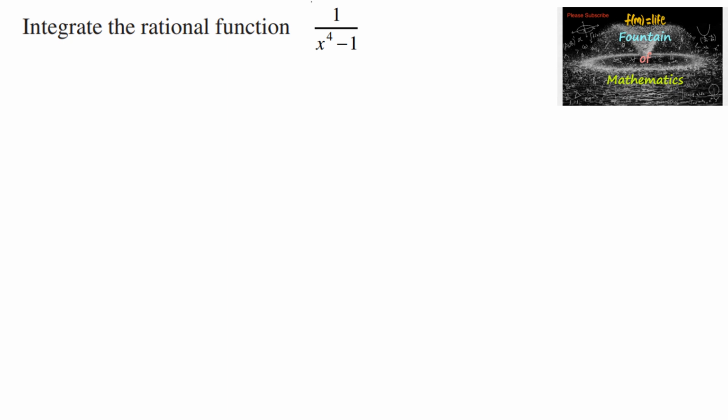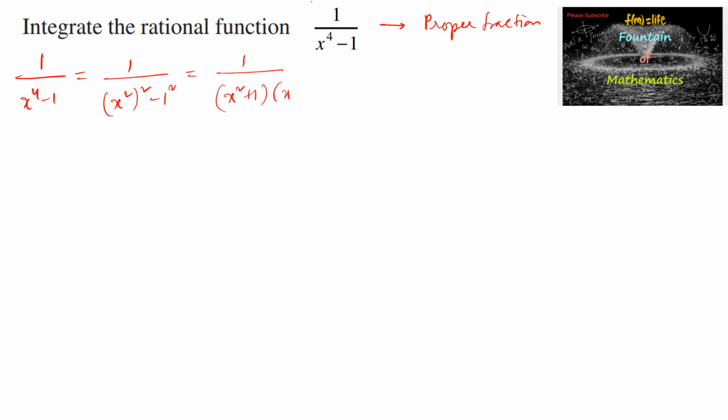Integrate the rational function 1 upon x power 4 minus 1. Clearly we can say that it is a proper fraction. Degree of numerator is smaller than the degree of denominator. And we can also write 1 upon x power 4 minus 1 as 1 upon x square whole square minus 1 square, that is x square plus 1 into x square minus 1, or is equal to 1 upon x square plus 1 into x plus 1 into x minus 1.